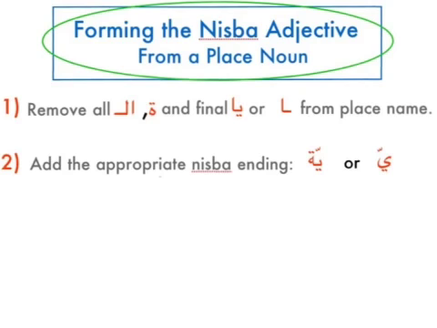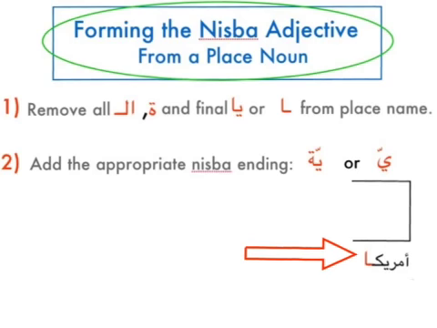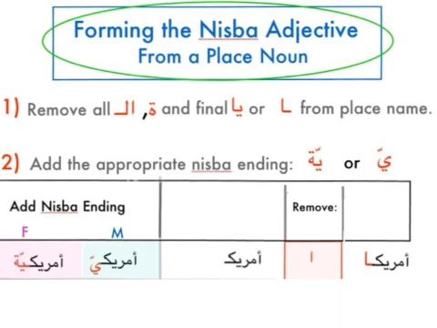Second, add the appropriate Nisba ending, appropriate referring to whether it's male or female, feminine or masculine. So let's start with the place name America. As you can see, America has a final alif. So first thing, remove the alif. And then you add the appropriate Nisba ending, ya for masculine, ya ta marbuta for feminine.